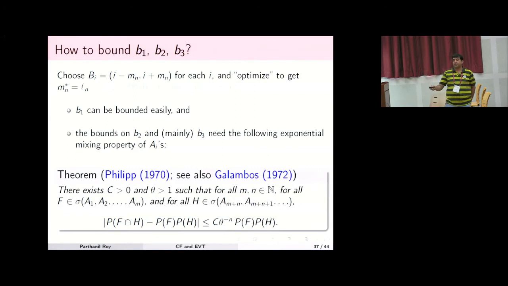Philip's way of writing was very tedious. So this is how Galambus wrote it. I'm quoting Galambus, lemma 2 of Galambus more precisely. There exists a C and a theta such that the point is this. If you have A1, A2, AM, let me draw a picture here.